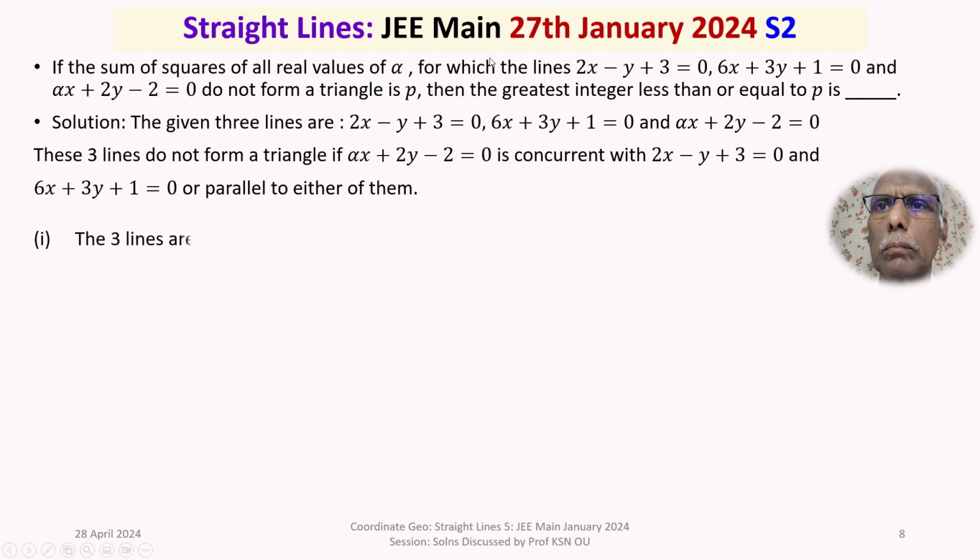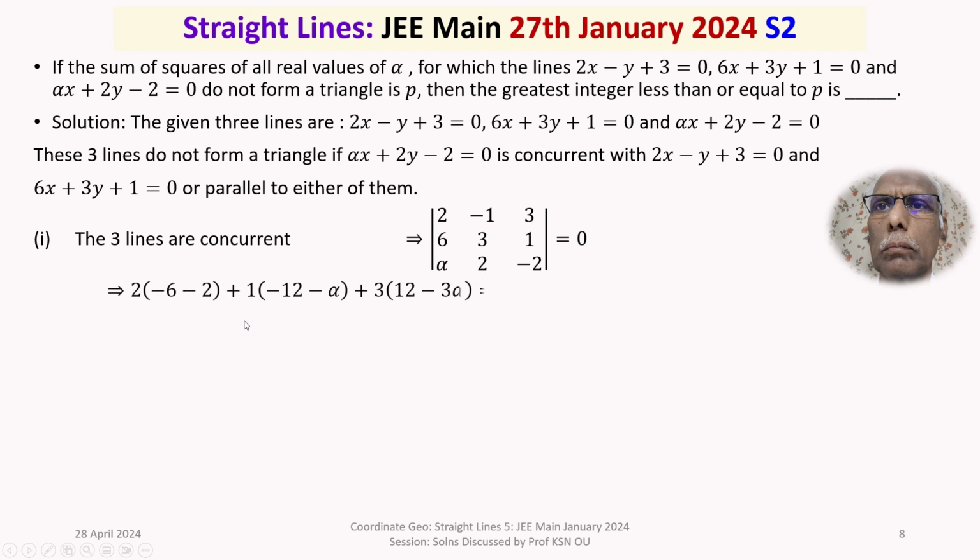Let's take the first case. In the case of those 3 lines being concurrent, we know the determinant of the coefficients of the equations must be equal to 0. That is the determinant of 2, minus 1, 3 first row, 6, 3, 1 second row, alpha, 2, minus 2 is equal to 0. Expand it by means of the first row and simplify, you will get 10 alpha is equal to 8. That will give you alpha is equal to 4 by 5. So one value of alpha, we got it.